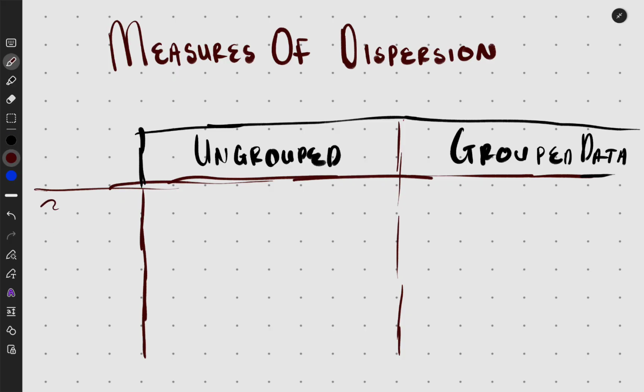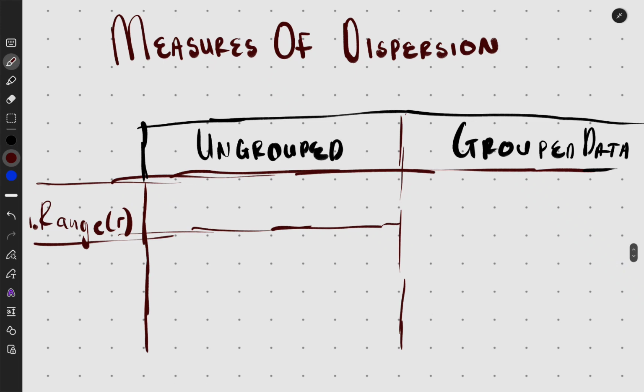It's not hard. Okay, the first thing which I'll do is range. And range is just going to be something which is so simple, range R. And you only see it here for our ungrouped data. So the R is just going to be equal to the highest value minus the lowest value. Okay, highest value minus lowest value. And this gives you the range.